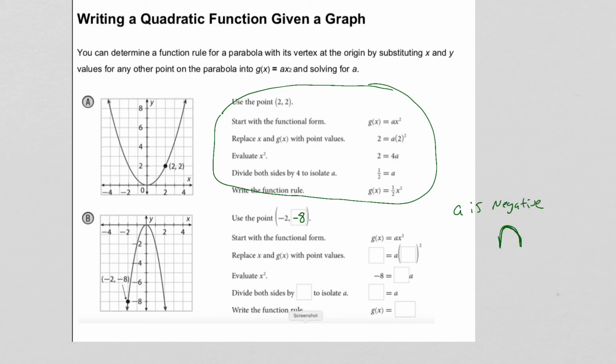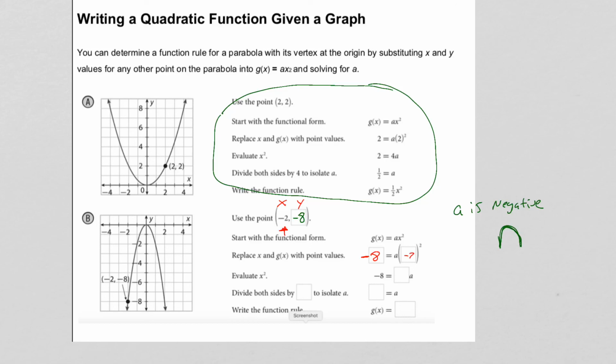And remember when we were doing absolute value? When they were upside down, a was negative. It's just that simple. It gets flipped. It's reflected over the x-axis. But we can actually figure out the value of a by using the points that they give us, right? This is an x point, and that's a y point. And all that means is that this function is equal to negative 8 when x is negative 2.